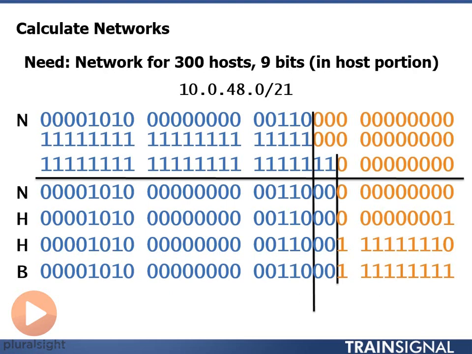Now we know what our network requirements are for 300 hosts, so we're going to add 1 to our broadcast address. When we add 1 to our broadcast address, that gives us our next network. Much in the way that when we go from 99 to 100, we have to add that placeholder, or we put a 1 in the hundreds placeholder, and then zeros in the tens and ones placeholders.